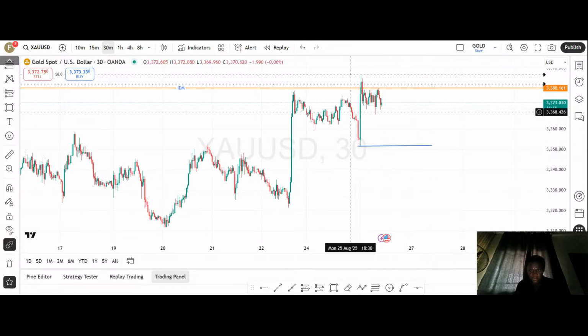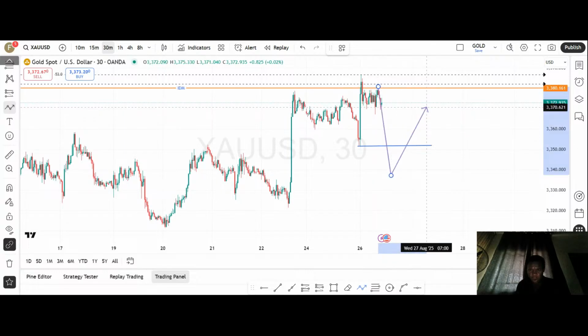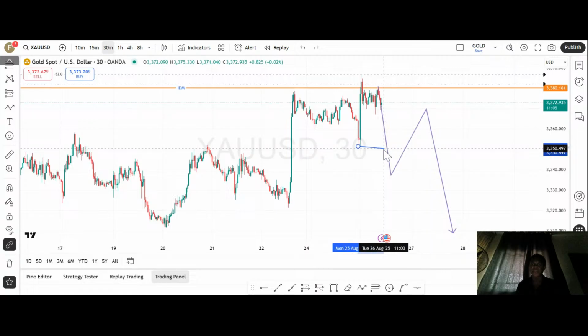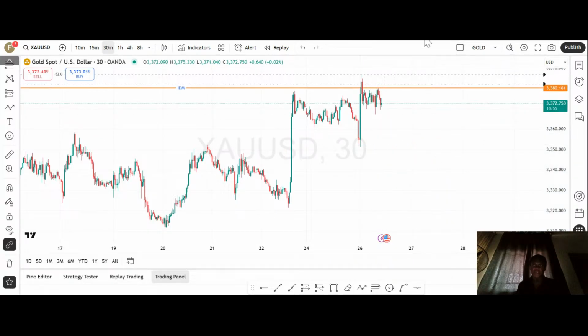So what do I want to do now? I will just wait for this price to come down like this, go up and sell. So here is your change of character, and here is a break of structure. This is what I just want to see on this market. But I wanted it to change character before it came down. So we have spent almost 50 minutes on the live.